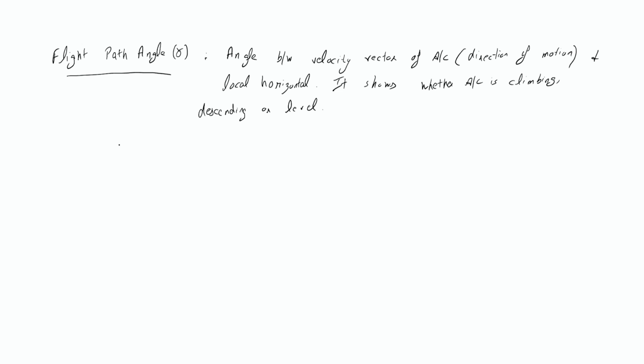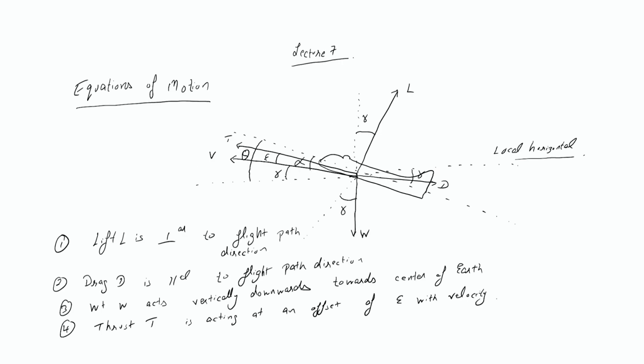Alright. So when gamma is equal to 0, that means the aircraft is cruising or in level flight. When gamma is greater than 0, that means the aircraft is climbing. And when gamma is less than 0, it is obviously descending or landing. So this is the flight path angle gamma, the angle between the velocity vector and the local horizontal.